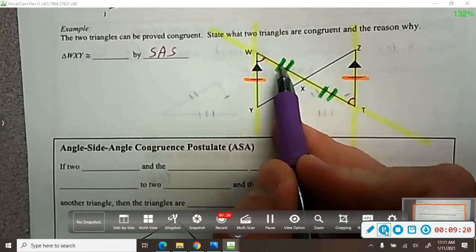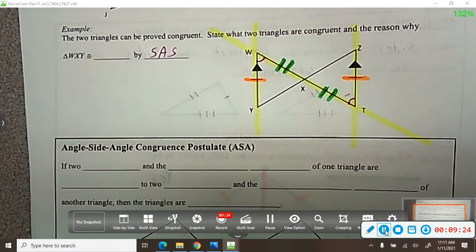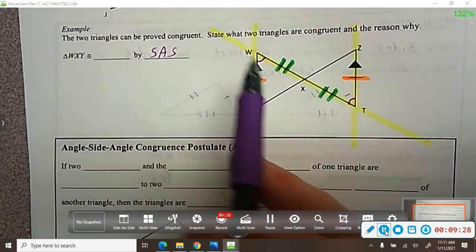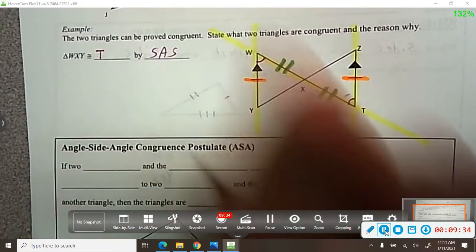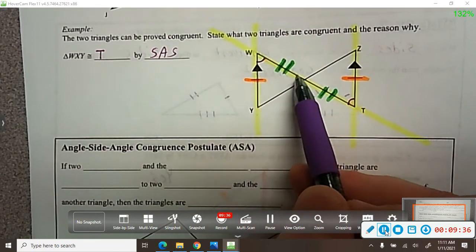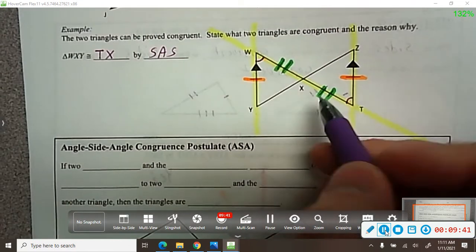Side, side, the angle in between, side, side, angle in between. Now remember, when you're saying triangles are congruent, you have to go in the same way. So if I start with W, I need to start with T. And then it goes W to X, so I need to go T to X. And then the other one would be Z.